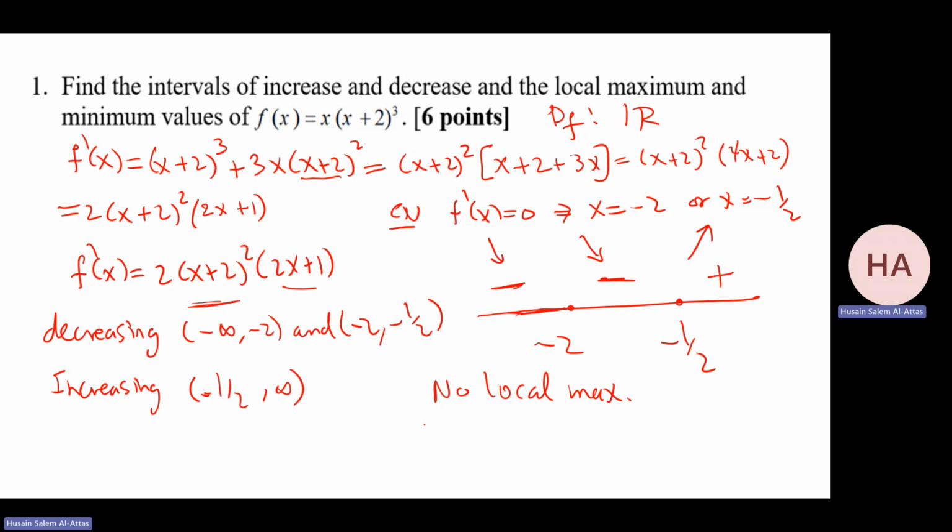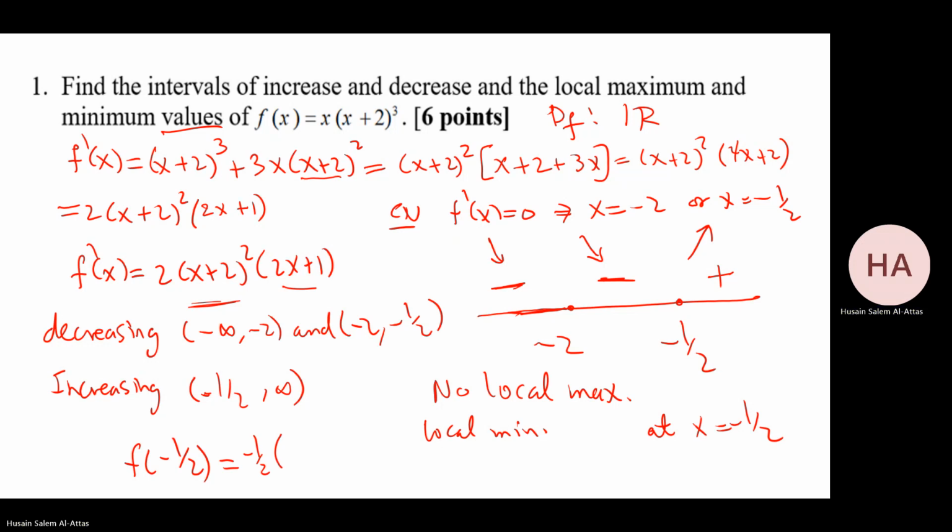Okay. I have a local min at x equals minus half. What is that local min? I need to find f of minus half. That gives me minus half times... correct? Yeah. Minus half plus 2 is 3 over 2.